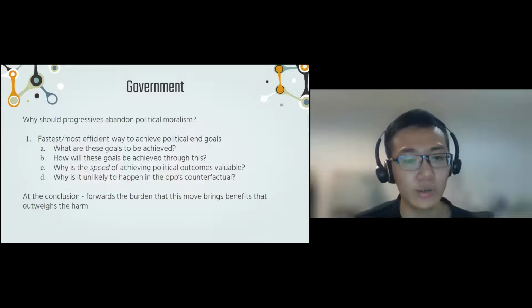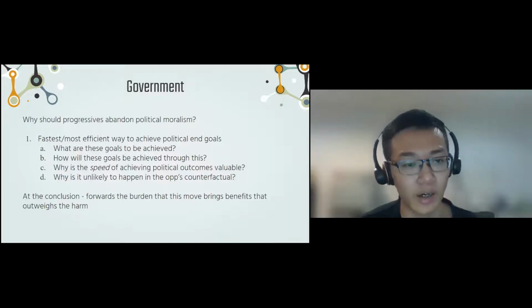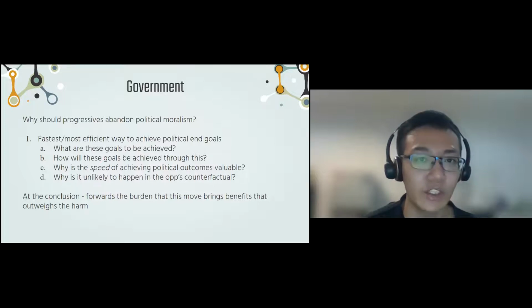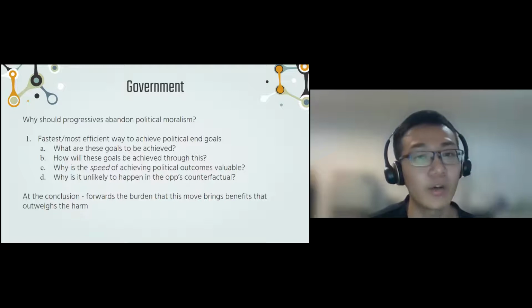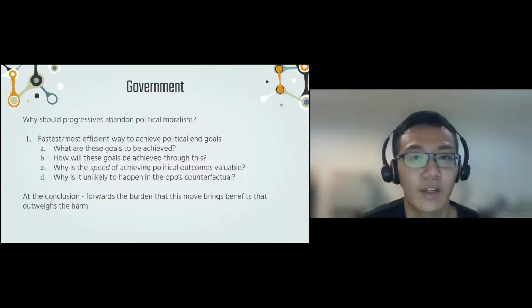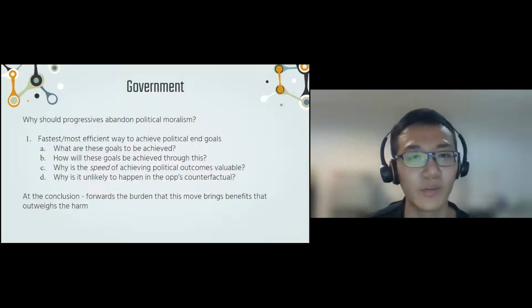So you notice the conclusion here. It forwards the burden that this move brings benefits that outweigh the harm. So the benefit here is probably a faster, more efficient way to achieve political outcomes. And that is probably something good for the progressive movement insofar as the movement stands to push for social change. And this is the side that achieves the best form or the greatest pace of social change in society.